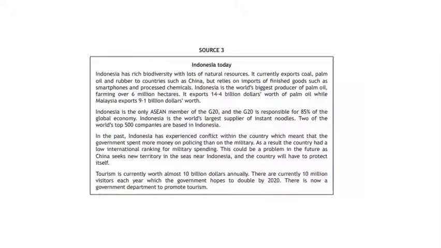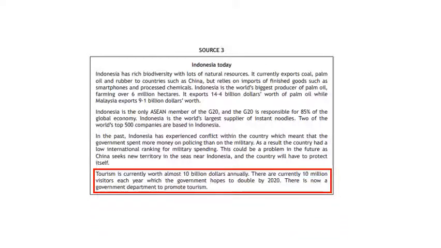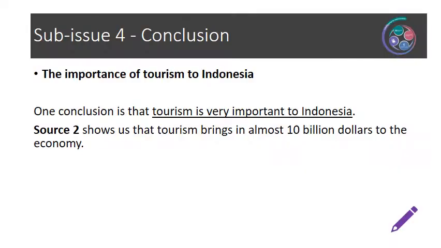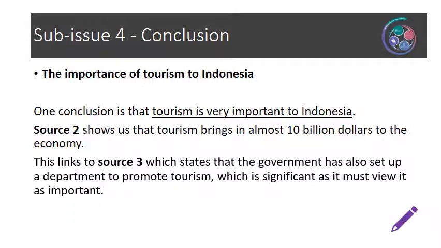And then we can go into source 3. And we're looking for information which talks about tourism. This allows us to make our overall 3-mark conclusion. One conclusion is that tourism is very important to Indonesia. Source 2 shows us that tourism brings in almost $10 billion to the economy. And this links to source 3, which states that the government has also set up a department to promote tourism, which is significant as it must view it as important.